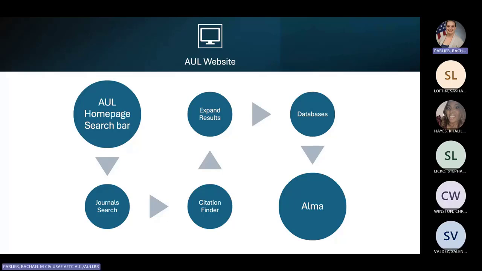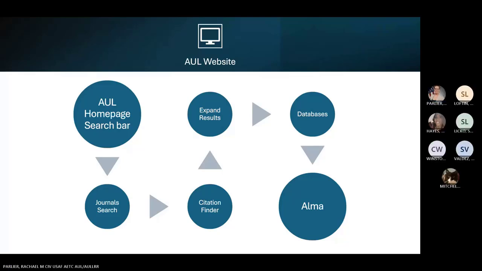So I like to start with the AUL homepage search bar. This is a great place to start for any generic searches, general resource finding, keyword searches especially. This is a great place to go if you don't know exactly what it is that you're looking for, but you know that you need something for an assignment, you need resources, stuff like that.